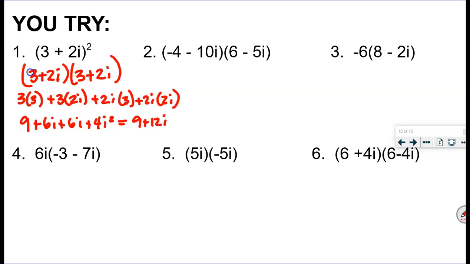And now I'm going to go ahead and change right now this to a negative 1. Y'all see that? That right there. Okay? So this is going to be plus 4 times negative 1. So that's going to end up being 9 minus 4 plus 12i, right? So my final answer is going to be 5 plus 12i.